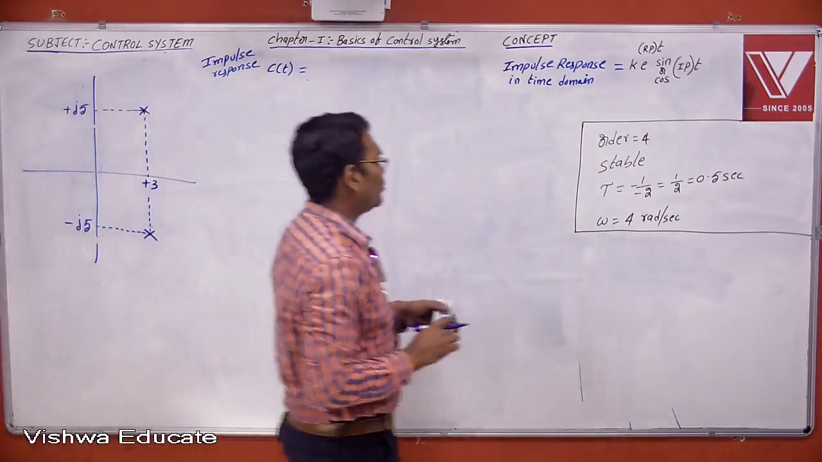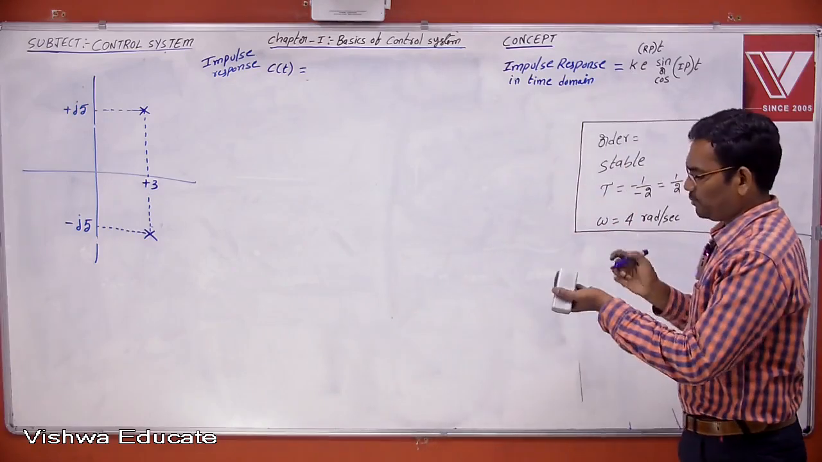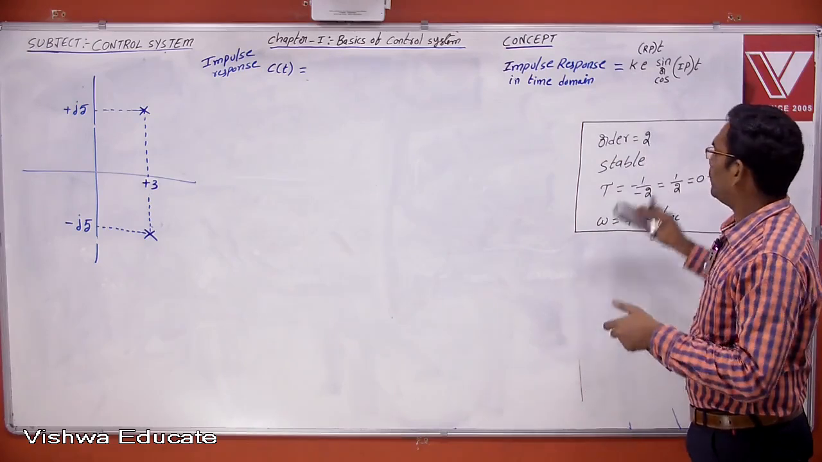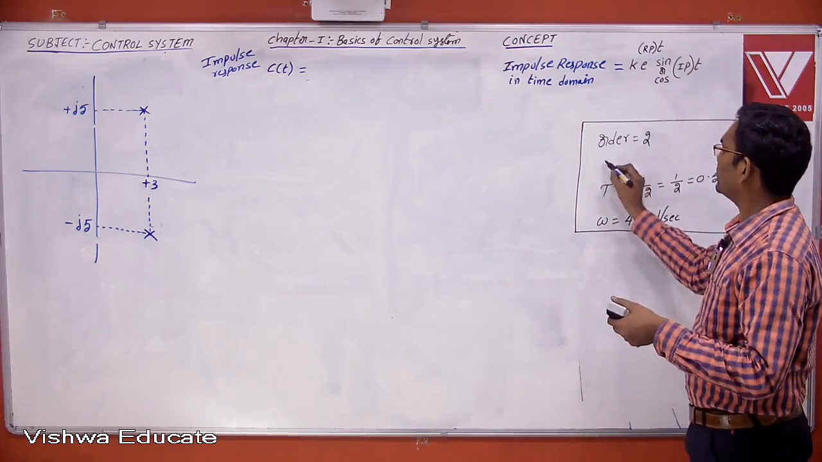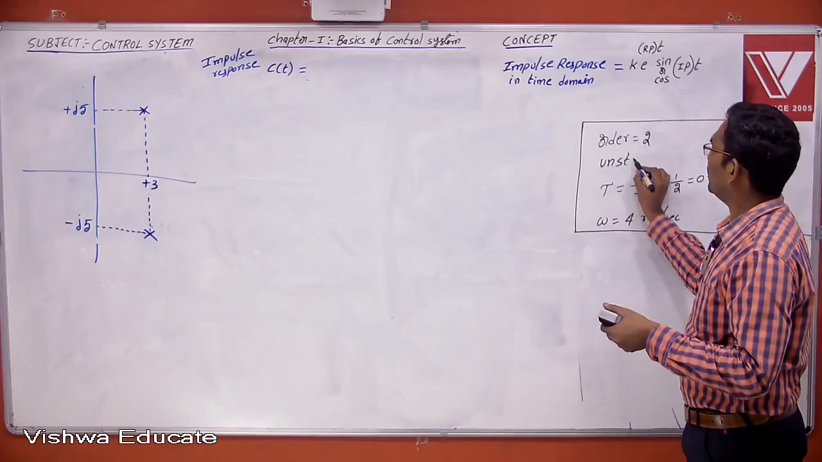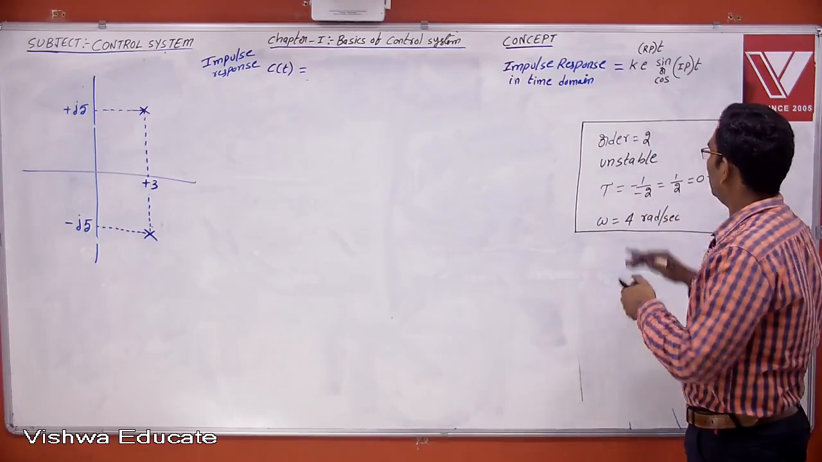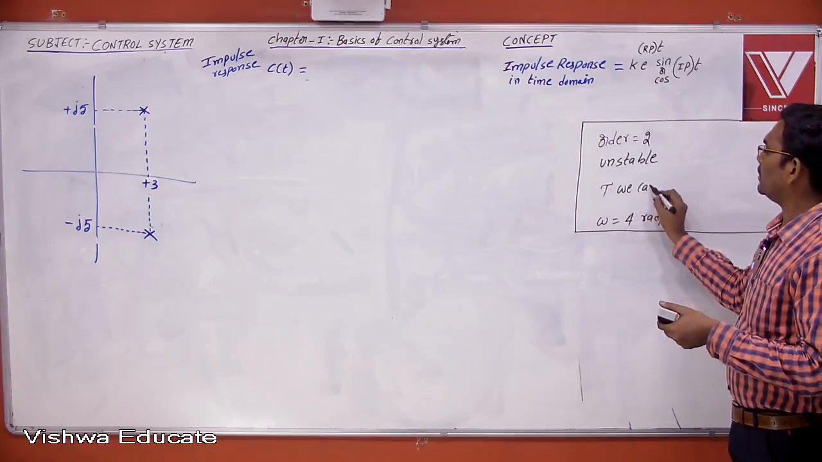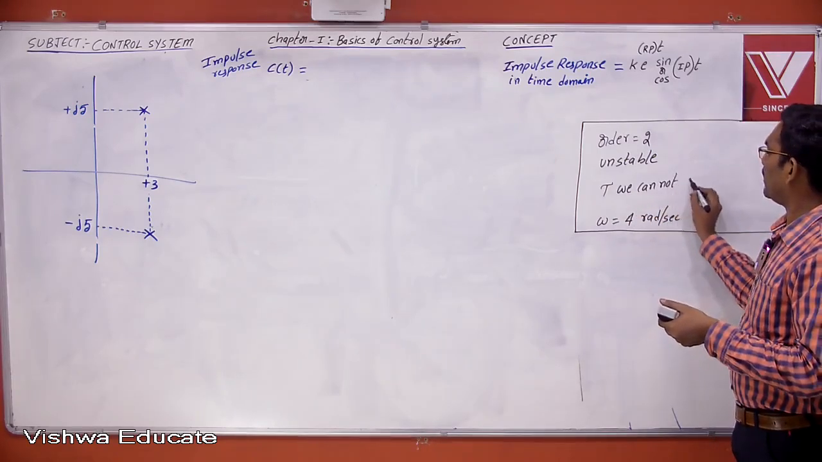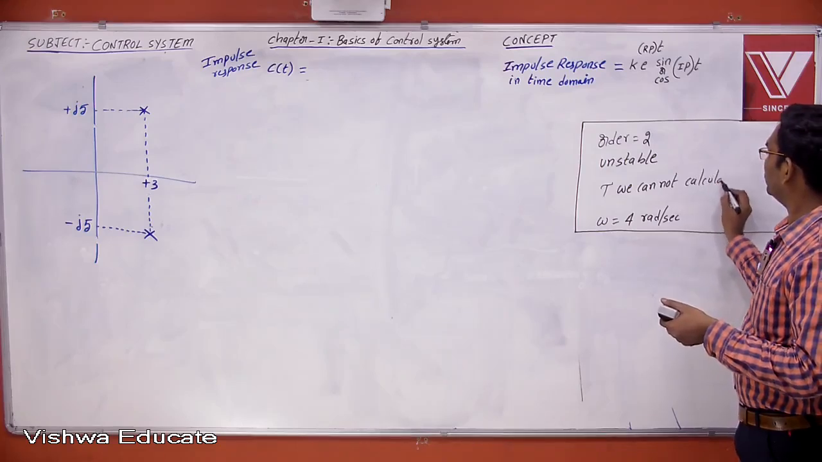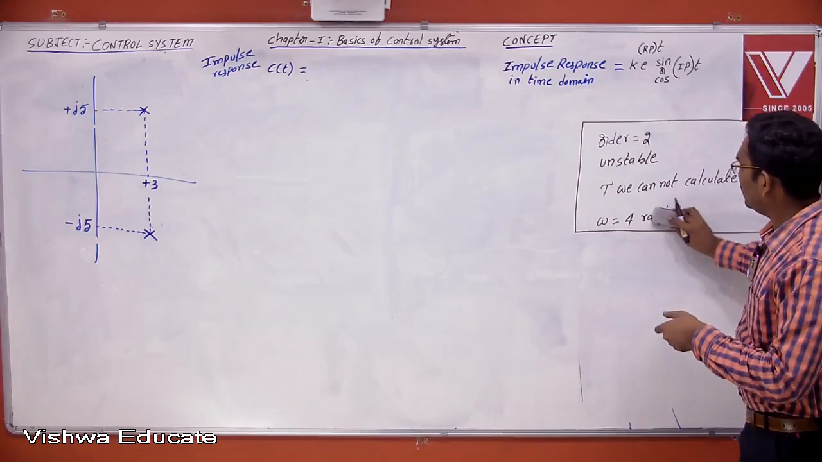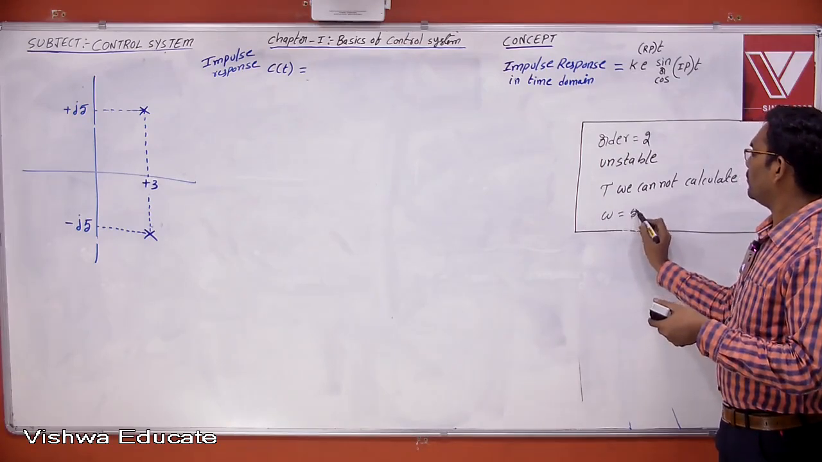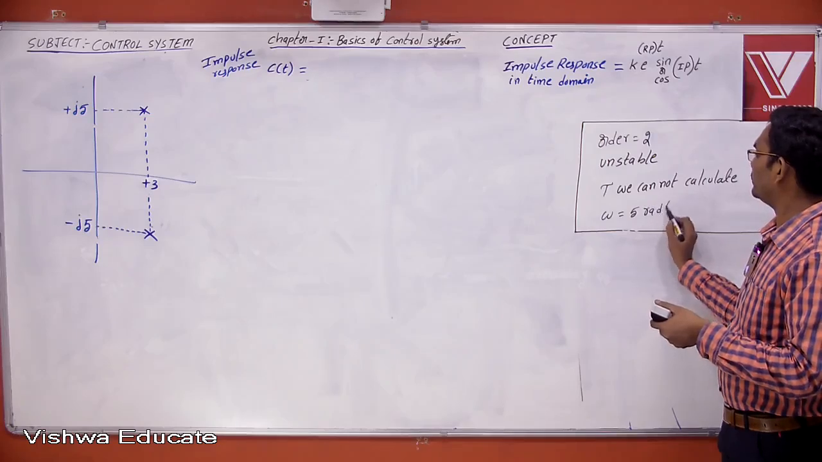Now there are two poles, therefore order equals 2, but the poles lie on the right hand side of the s-plane. The system is unstable. If it is unstable, we cannot calculate the time constant. Now there is an imaginary part, therefore the frequency of oscillation is 5 radians per second.